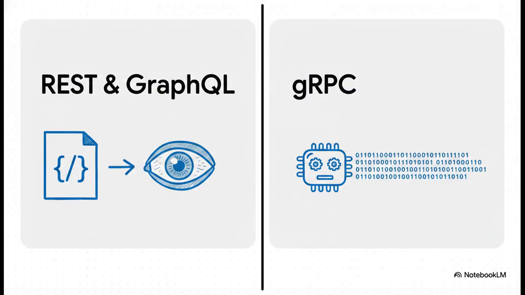Okay, so to understand the speed difference, you've got to look at how they talk. REST and GraphQL, they typically use JSON. It's text, it's human-readable, which is great for us. But gRPC, it uses something called protocol buffers. This is a super compact, super fast binary format. We're talking ones and zeros here. It's not meant for human eyes. It's meant for machines to parse as fast as humanly or, machinely possible.